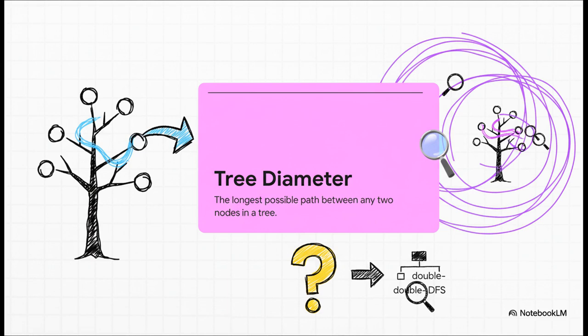So, in the world of computer science, this longest journey has a name. It's called the tree diameter. It is, quite simply, the longest possible path you can find between any 2 nodes. For a simple little tree like this one, you can see the diameter is a path between these 2 nodes way out on the edges. The real question is, how do we find it when the tree is huge and we can't just eyeball it?